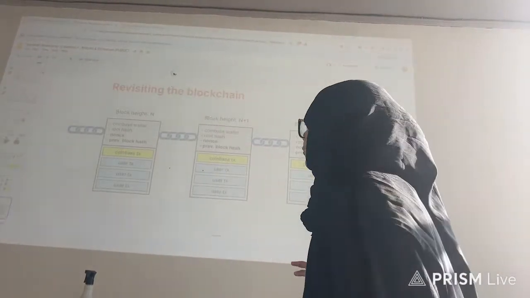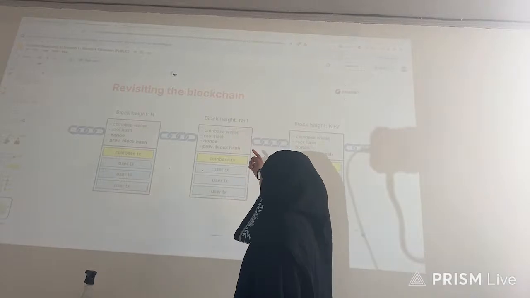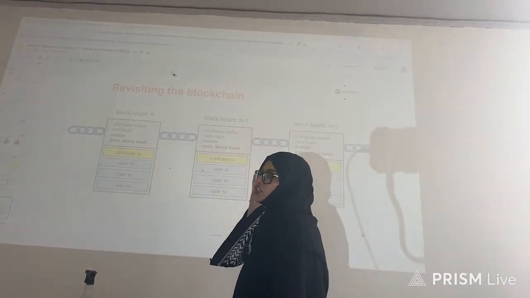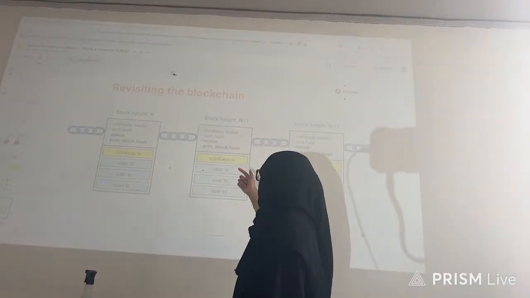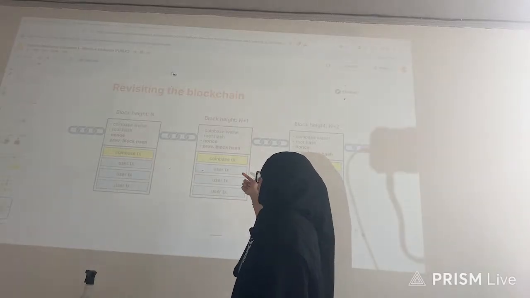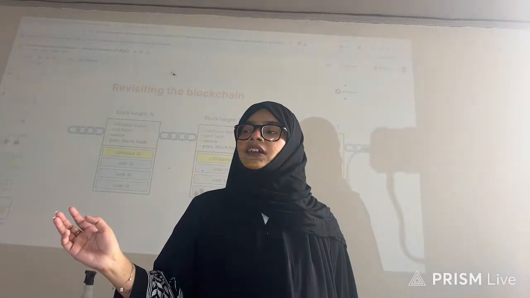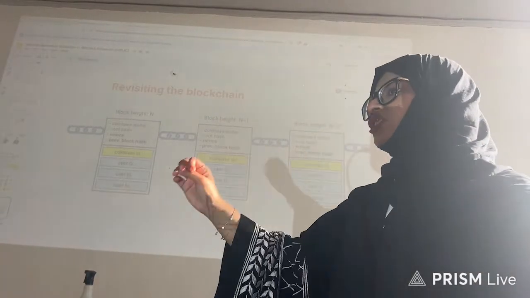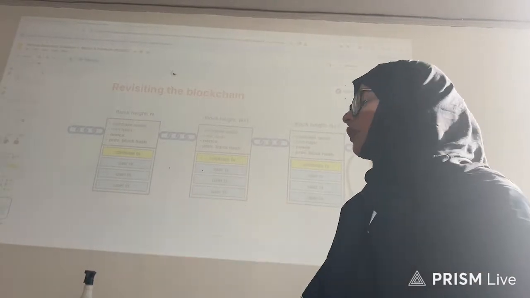So revisiting how the header looks, the header has the Coinbase wallet, which is the miner's wallet ID, the root hash, the nonce, and the previous block hash. Now all the blocks have a previous block hash except the Genesis block, which is the first block on the blockchain, right?